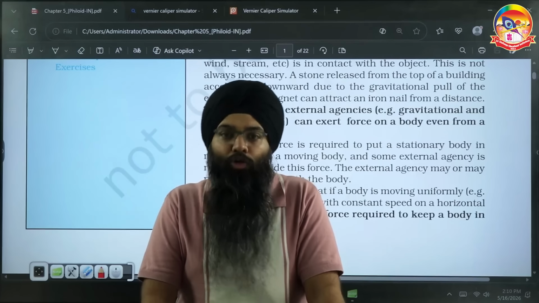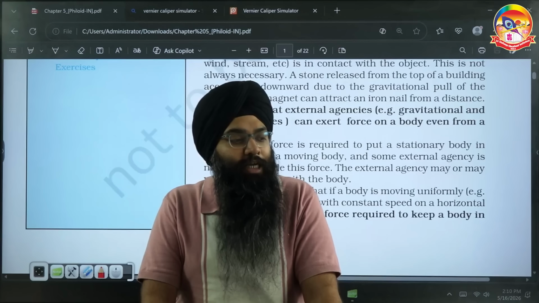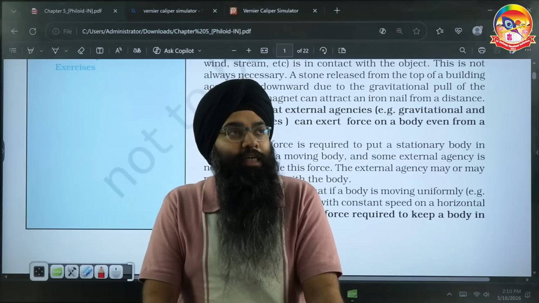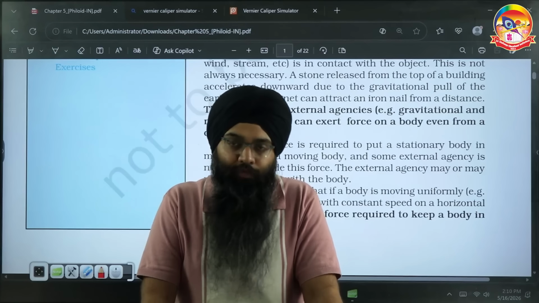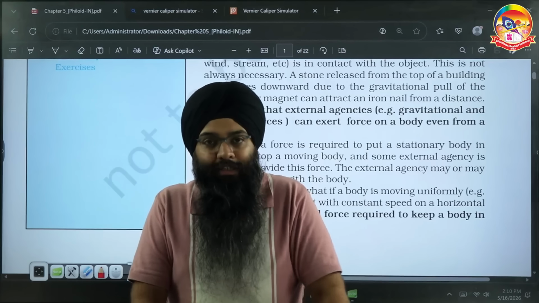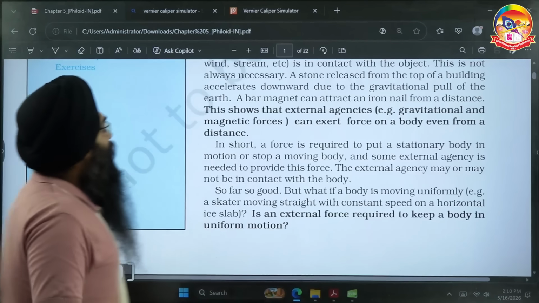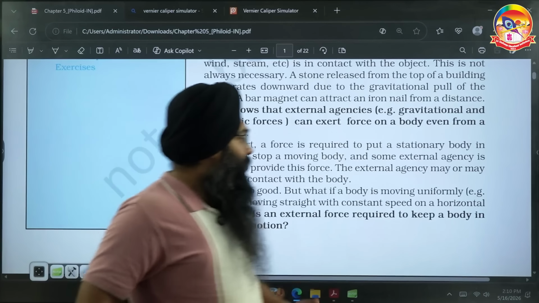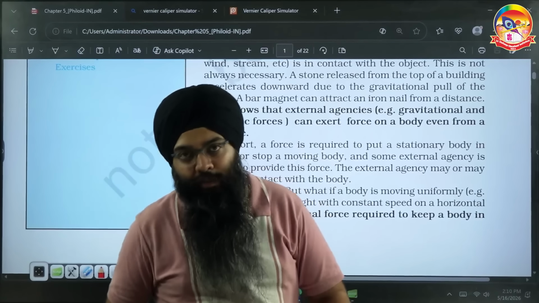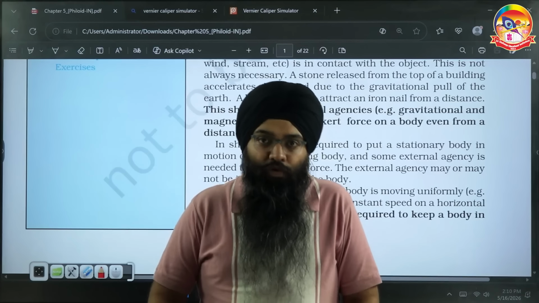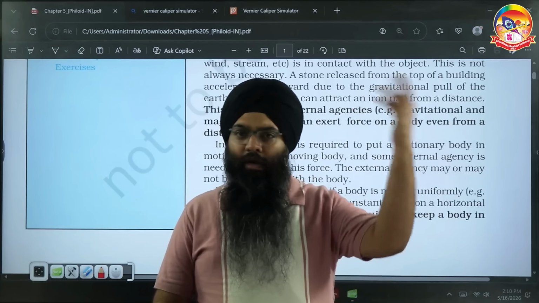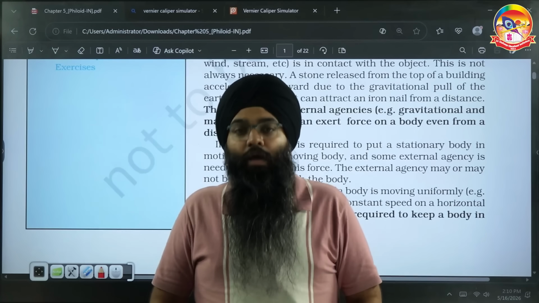Now that force can do many things. It can change the speed of the body, it can change the direction of motion, it can change the shape or size of the body. So this concept is called force. Now there are four fundamental forces present in nature. One is gravitational force, the force between the earth and the moon and all the celestial objects.